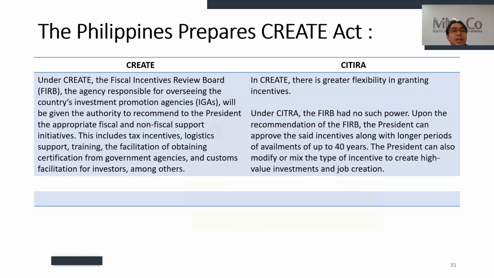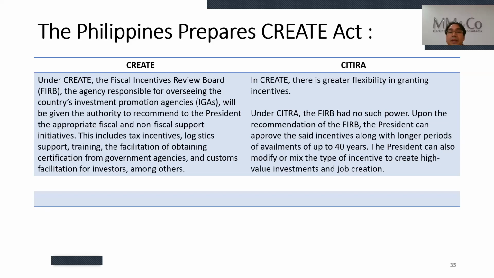Pag titignan natin under CREATE, the Fiscal Incentives Review Board, FIRB, the agency responsible for overseeing the country's investment promotion agencies, will be given the authority to recommend to the President, diyan yan doon sa CREATE, okay? The appropriate fiscal and non-fiscal support incentives. This includes tax incentives, logistics support, training, the facilitation of obtaining certification from government agencies, customs facilitations for investments, among others.